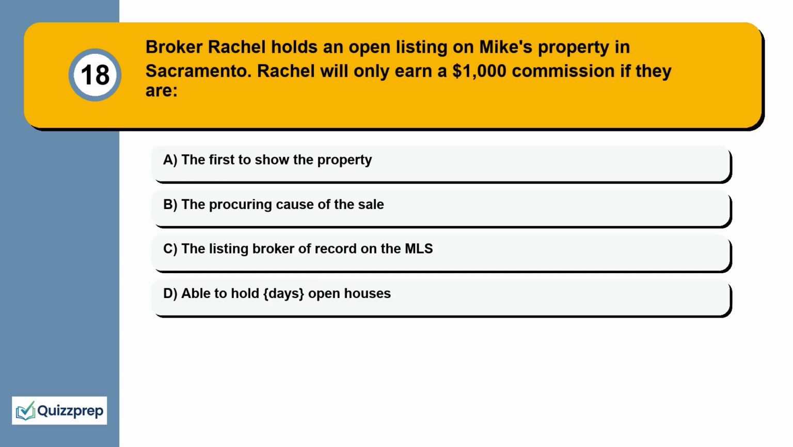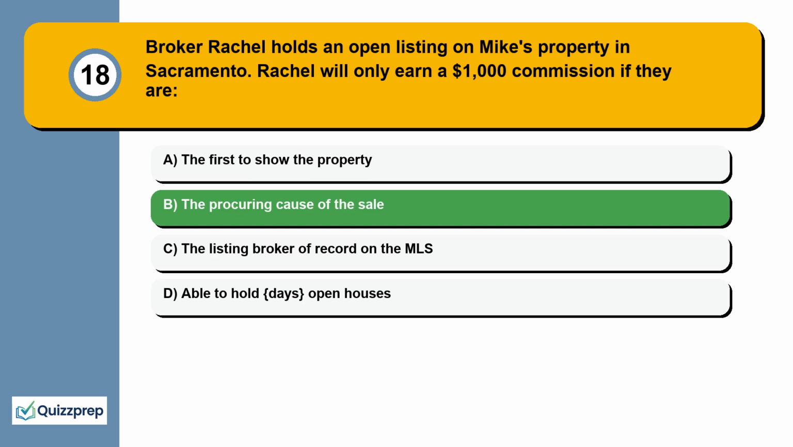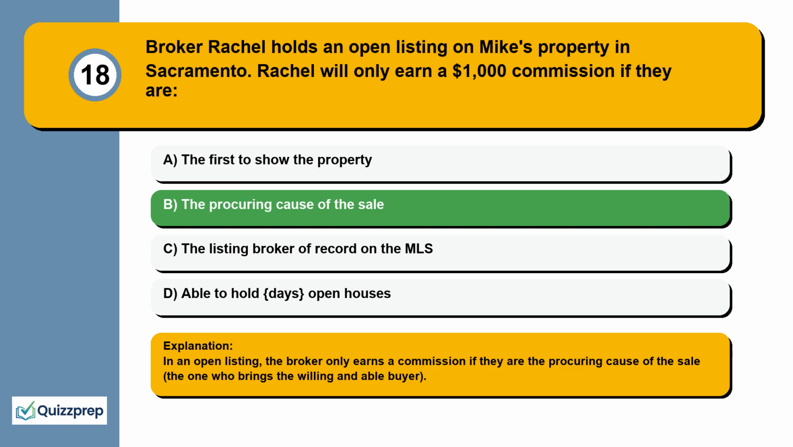Question 18. Broker Rachel holds an open listing on Mike's property in Sacramento. Rachel will only earn a $1,000 commission if they are the first to show the property, the procuring cause of the sale, the listing broker of record on the MLS, able to hold days, open houses. In an open listing, the broker only earns a commission if they are the procuring cause of the sale, the one who brings the willing and able buyer.